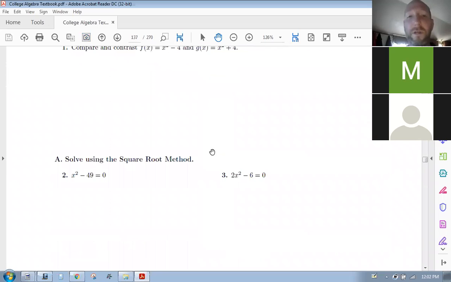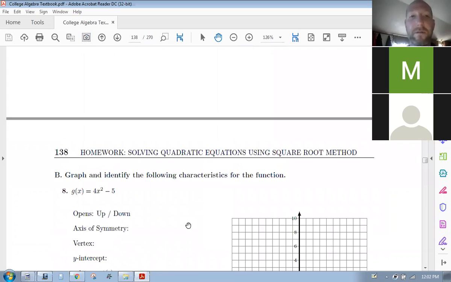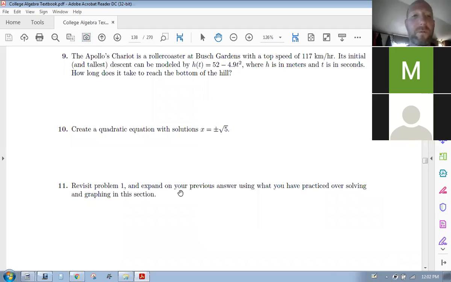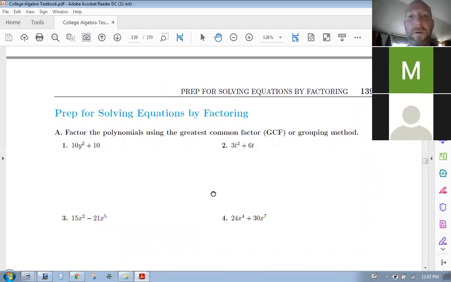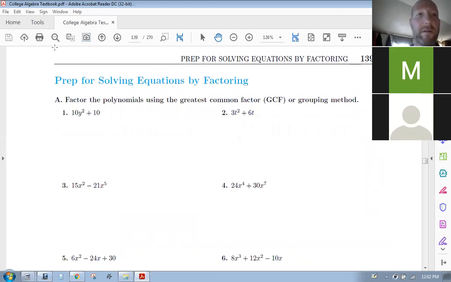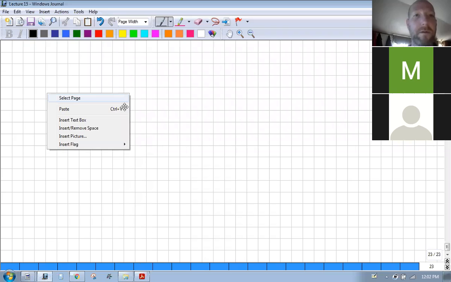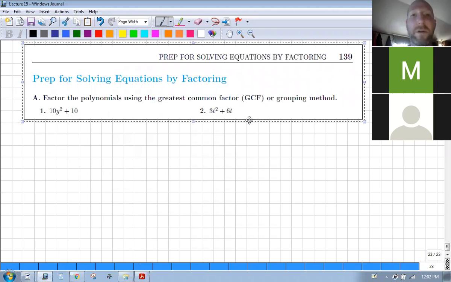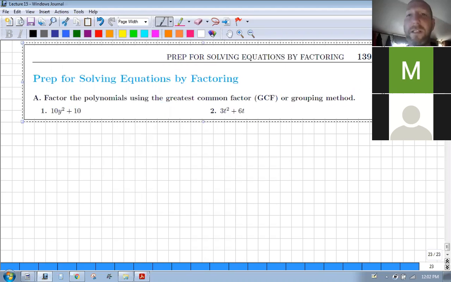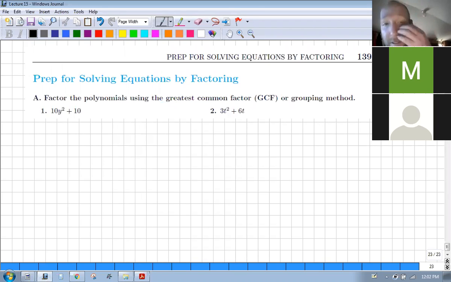We got some homework here. Homework. All right, 139. Factor the polynomials using the greatest common factor or grouping method. In this case, if we look at this, we can pull a 10 out of there, right? We get y squared plus 1.